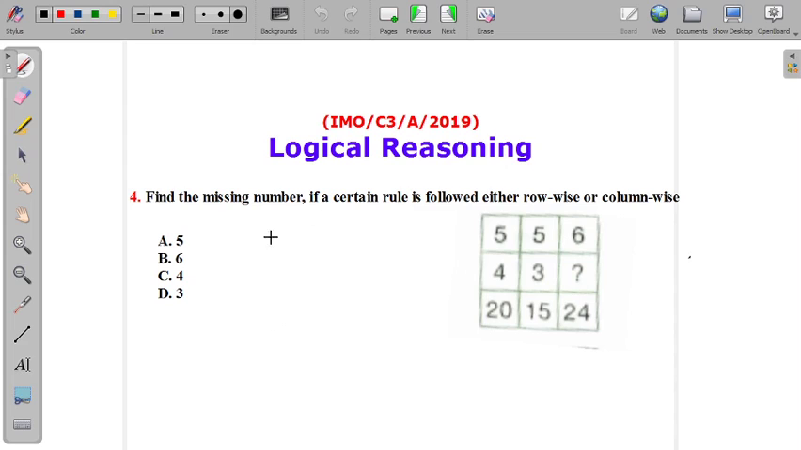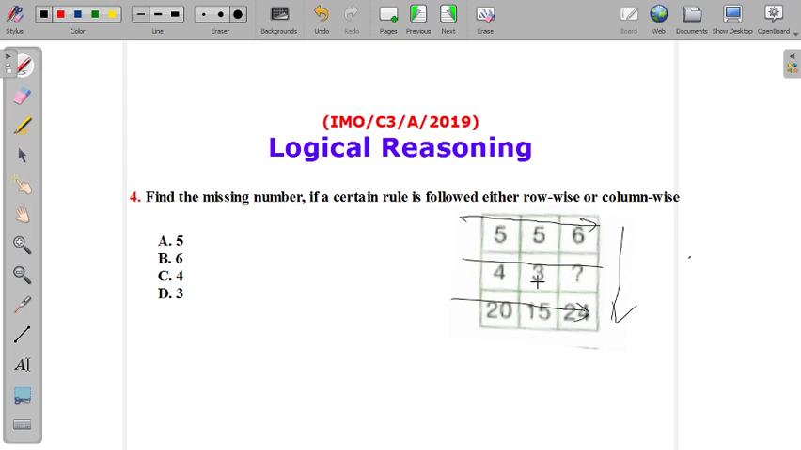Next, logical reasoning question number 4. Find the missing number if a certain rule is followed either row wise or column wise. So we do not know in which direction the rule is given. It may be row wise, which means parallel, horizontally, or it may be vertically, column wise. Let us say 5, 5, 6, then available is 20, 15, 24. See here. So we have to see the relationship here.